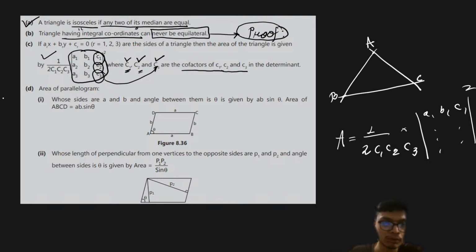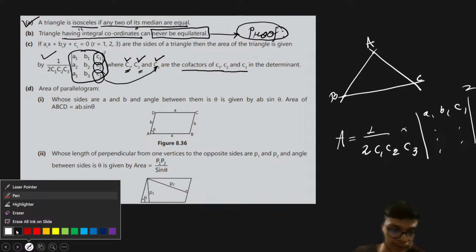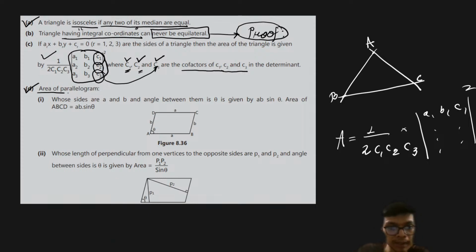Next, we also have to discuss the area of a parallelogram. If the sides are a and b and the angle between them is theta, the area of the parallelogram is ab sine theta. And if you take one of the vertices and drop perpendiculars on the opposite sides, given as p1 and p2, and the angle between the adjacent sides is theta, then the area of the parallelogram is p1 into p2 divided by sine theta.